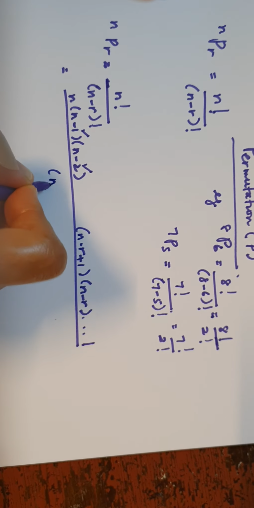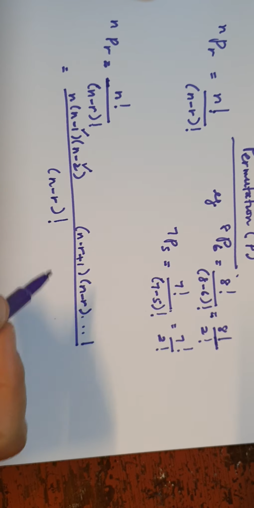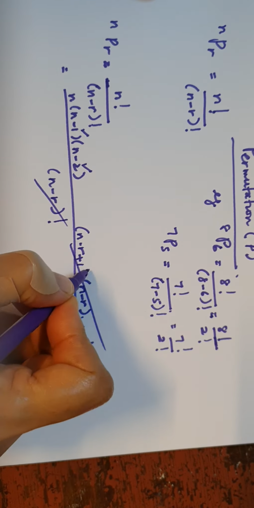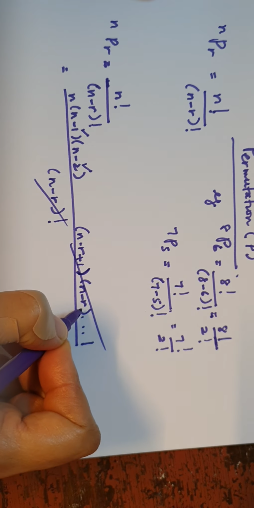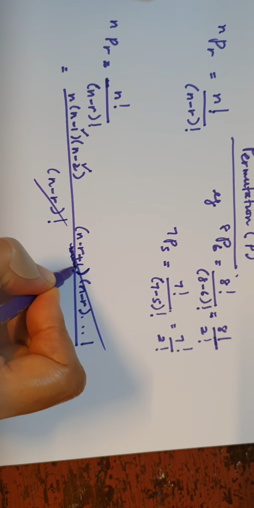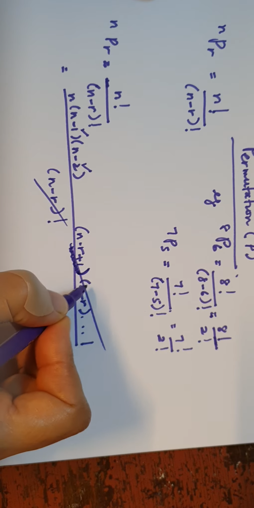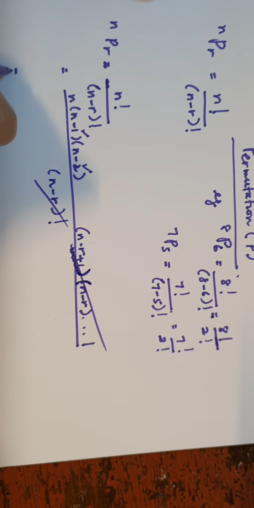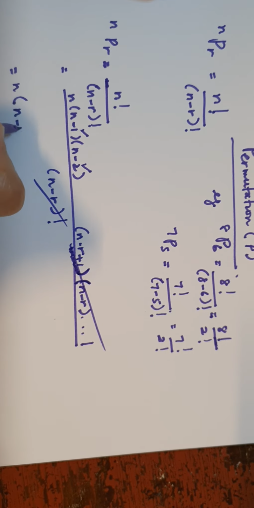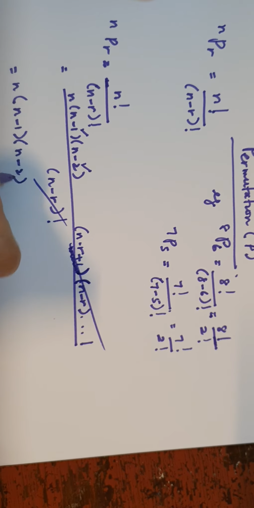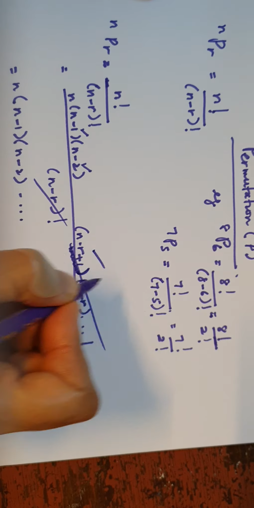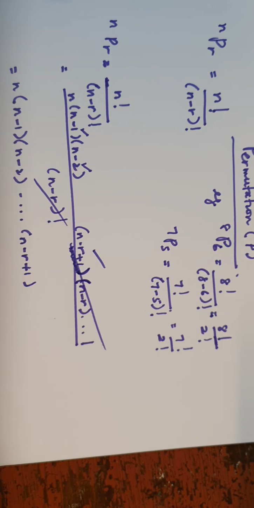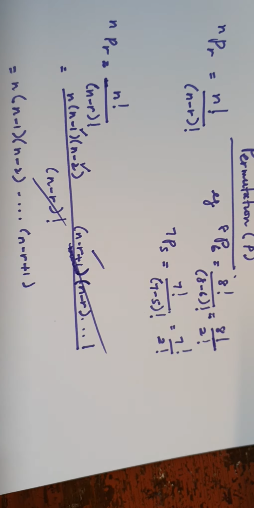The bottom part is (n minus r) factorial. That means from this part onwards, you can cut it off. Oh no, don't cut this. Cut that part, n minus r. So what are you left with? From the n minus r onwards, you cut. You are left with n, n minus 1, n minus 2, dot dot dot, and don't forget this, n minus r plus 1. Can you see that? That's a little bit about permutation.